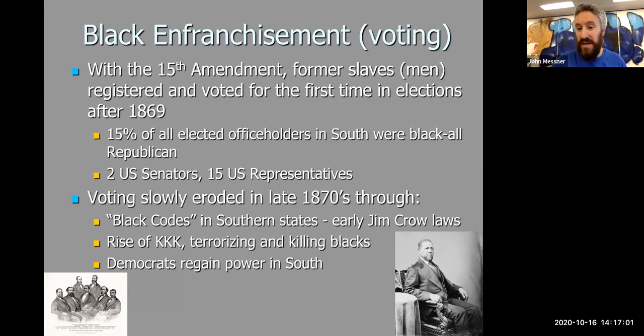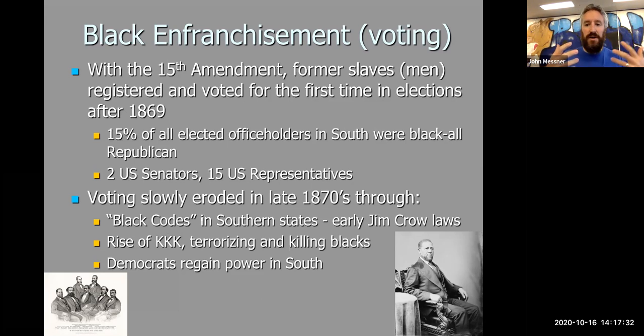Now, their time serving in politics is pretty short-lived because of the rise of the KKK and the rise of the Democratic Party to continue to disenfranchise Blacks in the South. Voting is slowly going to erode in the late 1870s through what are called Black codes, which basically start the early segregation process. If you're Black, you can't own property. If you're Black, you can't be out past a certain time in this town. If you're Black, you can only live in certain sections of town.